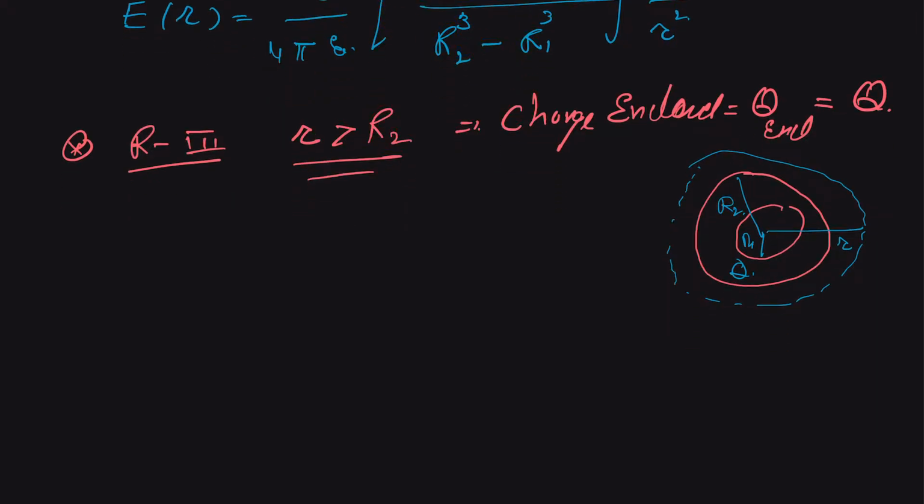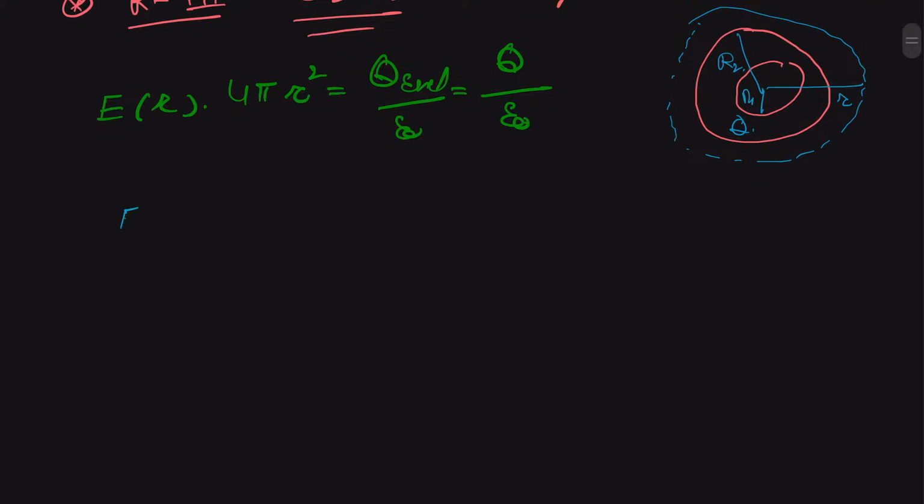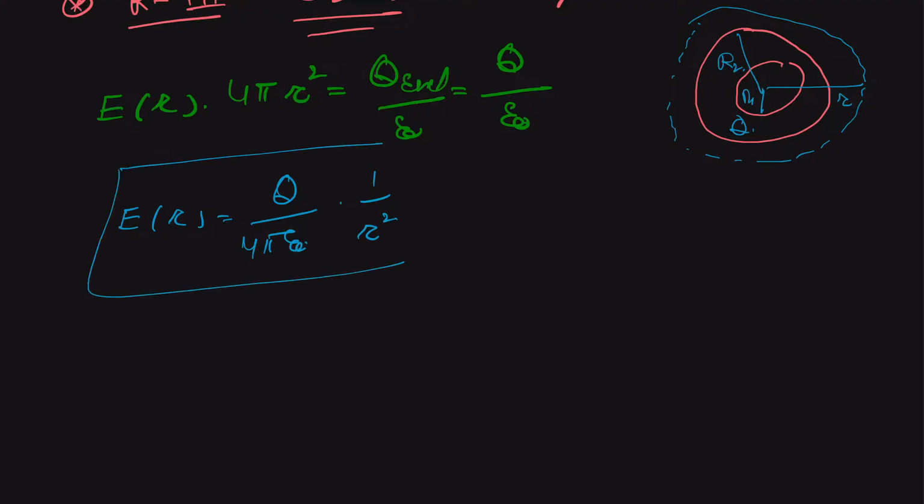Thus, we can write it as our electric field times 4 pi r square will be equal to Q enclosed upon epsilon naught. Q enclosed is our Q upon epsilon naught. Therefore, we get that the electric field at a distance r will be equal to Q upon 4 pi epsilon naught and 1 upon r square. So we got the value of our electric field.